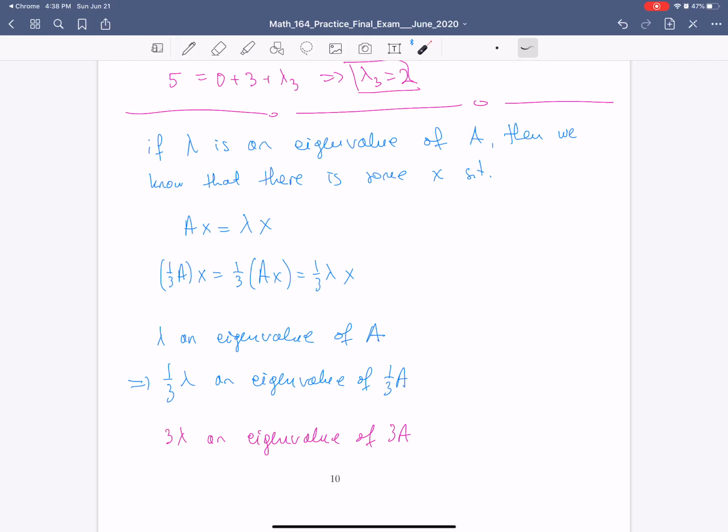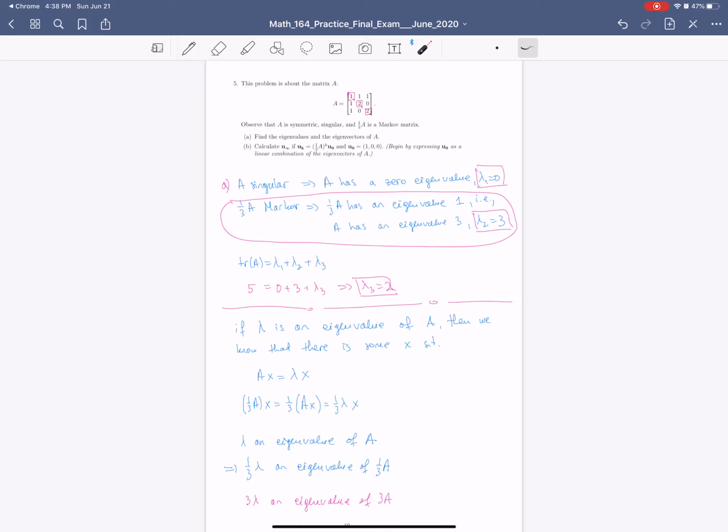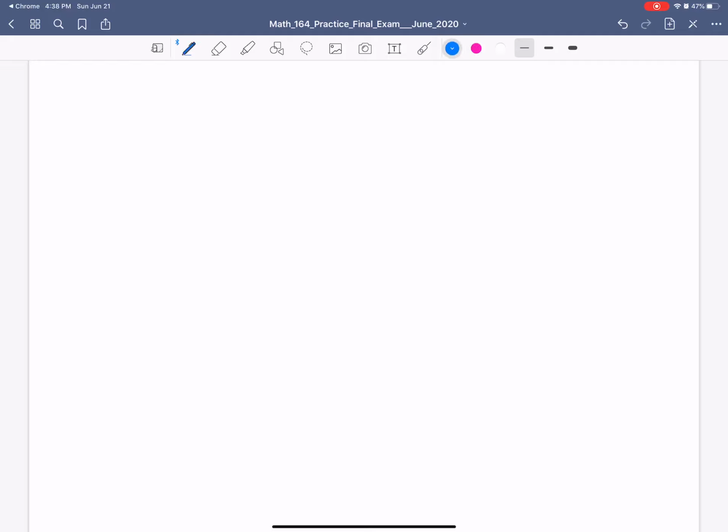I'm done with the detour. I'm not writing anything else. I want to find the eigenvectors of A, and for that I'm going to need the matrix. So here's my matrix A again: 1, 1, 1; 1, 2, 0; 1, 0, 2. And the three eigenvalues that we found were lambda 1 equal to 0, lambda 2 equal to 3, and lambda 3 equal to 2.